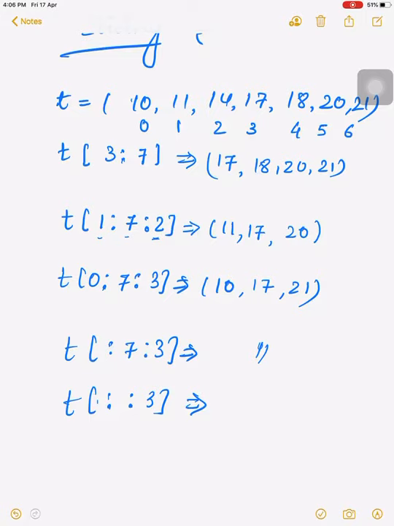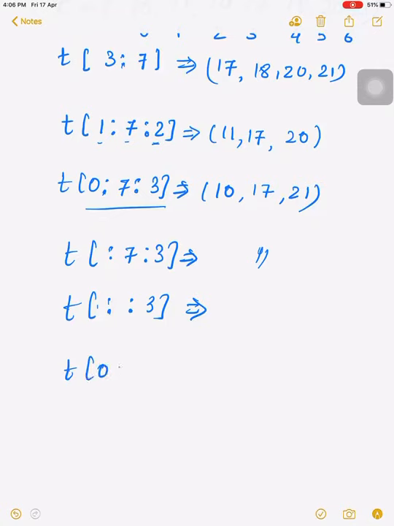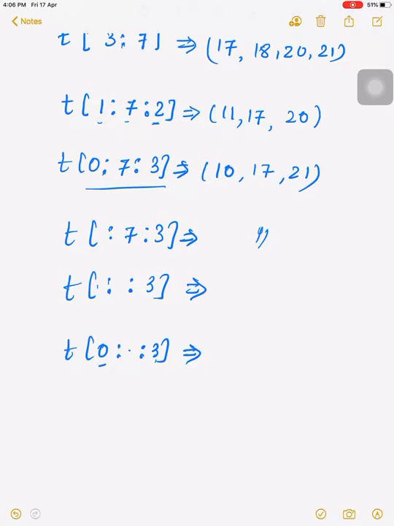Also we can skip both. For example, now it will start from the very first index of the tuple, go up to the last index, with the jumping of 2 elements in between. So the answer will be the same as T[0:7:3]. So we can also jump by any step in the slicing. We can also write T[::2]. Now it will start from the very first index and go up to the last index, jumping by 2 elements. This is called tuple slicing, and the same slicing we can use in the list.